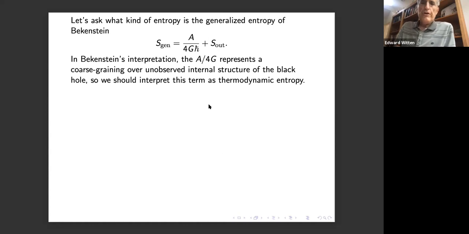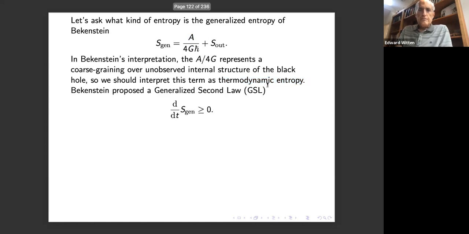In the Bekenstein-Hawking entropy, the area term is regarded as a coarse graining over unobserved internal structure of the black hole. So it's a kind of thermodynamic entropy. And therefore, we can hope for a generalized second law. Well, what's S out?